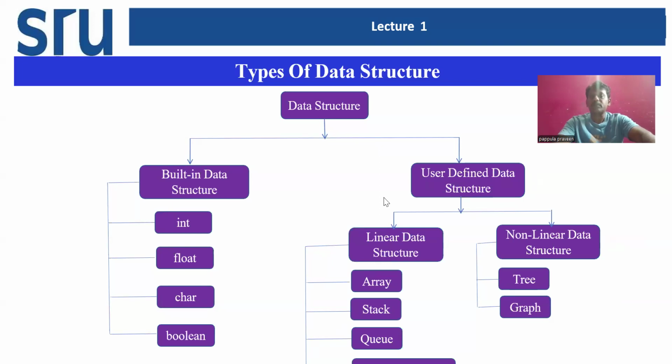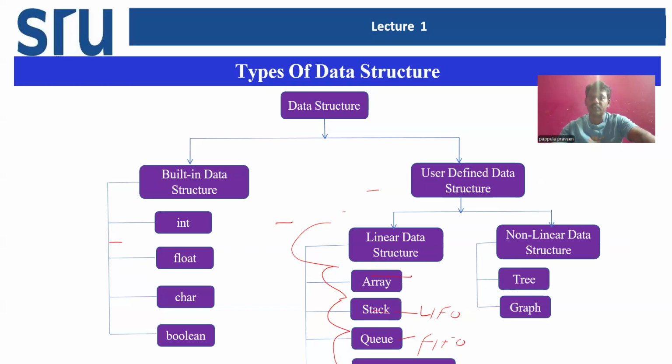Coming to user-defined data structures, these can be categorized into two types: linear data structures and non-linear data structures. In linear data structures, we have four types: arrays, stack, queue, and linked list. These are all the linear data structures. In the last video, we discussed the queue concept, which is the first in, first out manner. Stack is the last in, first out manner. The last element is removed first.